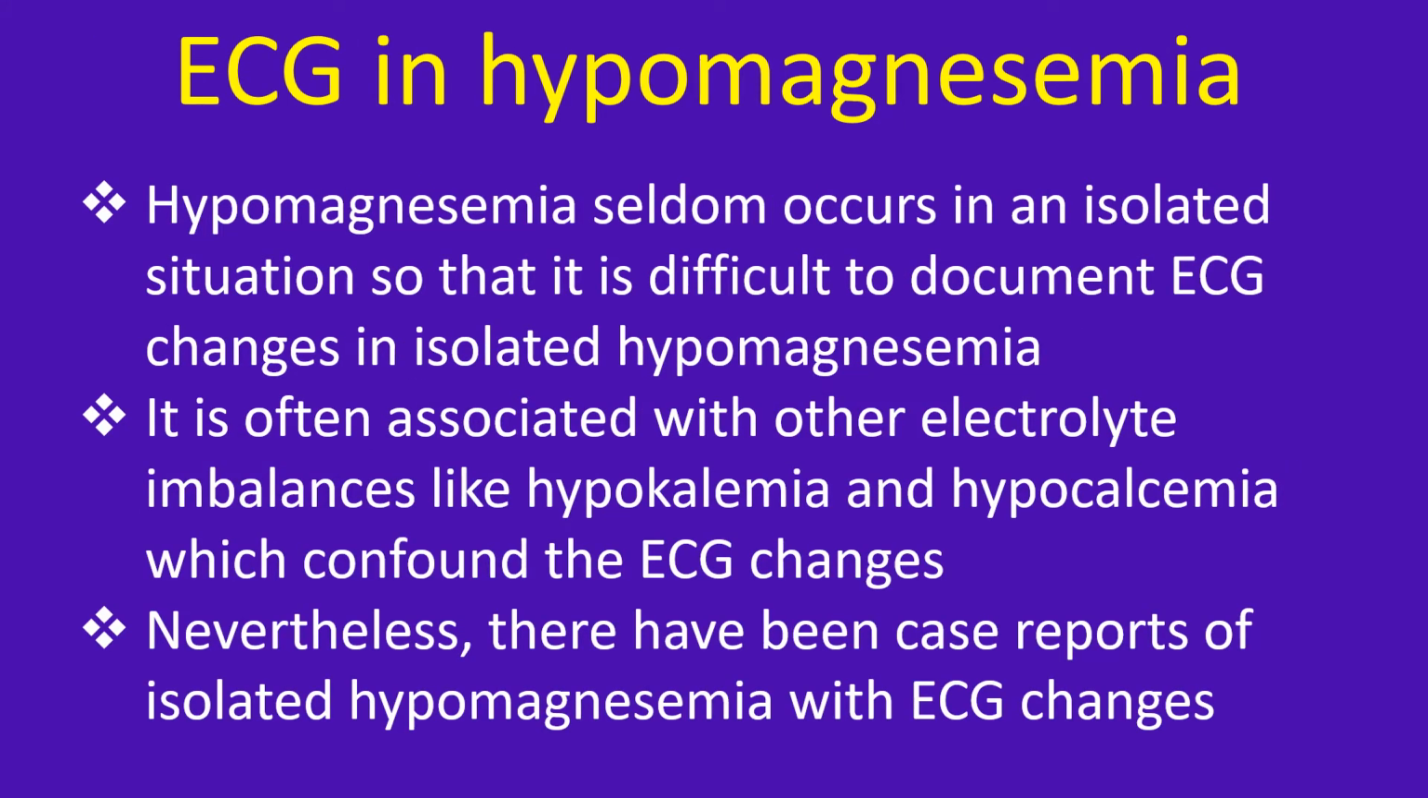Hypomagnesemia seldom occurs in an isolated situation, so that it is difficult to document ECG changes in isolated hypomagnesemia. It is often associated with other electrolyte imbalances like hypokalemia and hypocalcemia, which confound the ECG changes. Nevertheless, there have been case reports of isolated hypomagnesemia with ECG changes.